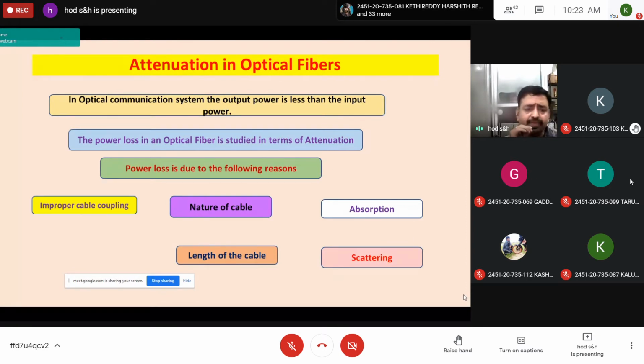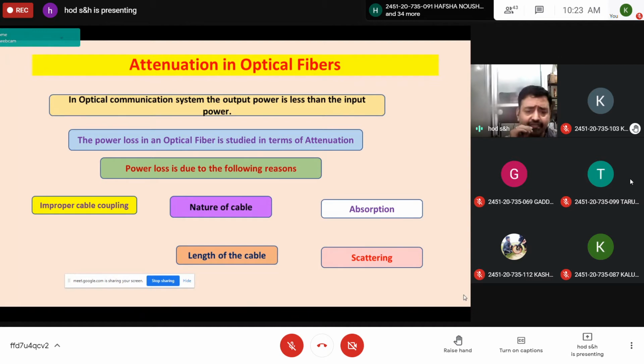The first one is improper cable coupling. That means the fabrication of the core and cladding. Suppose it is mismatched, then some power loss will be there because total internal reflection should occur properly. If that is not possible, then scattering will be there. Some of the optical power input can be scattered.